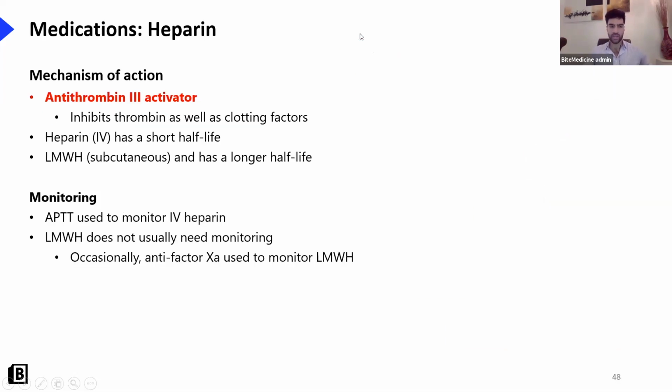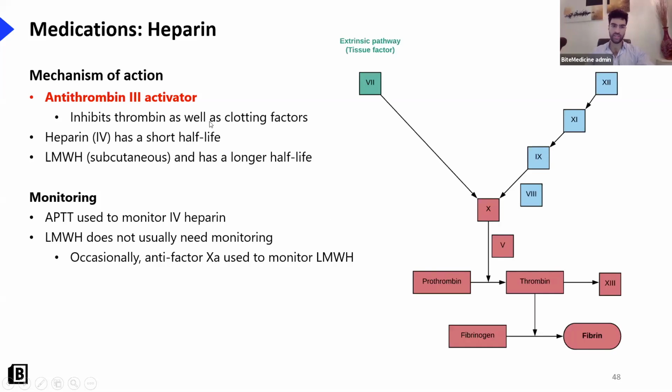How does heparin work? It's an antithrombin 3 activator. Antithrombin 3, what does that do? Well, it blocks the action of thrombin, as well as a few other clotting factors like factor 10. So antithrombin 3 blocks thrombin, and so you don't get this conversion from fibrinogen to fibrin.